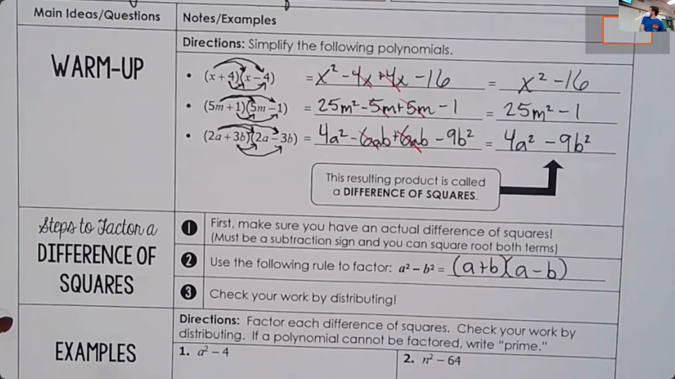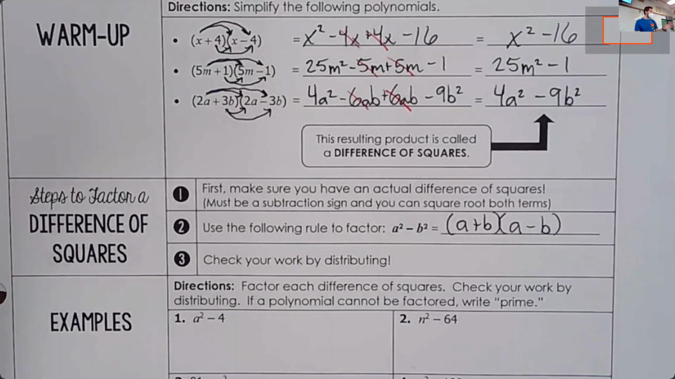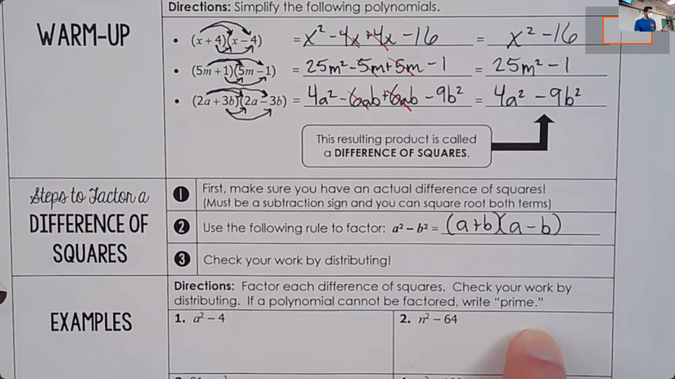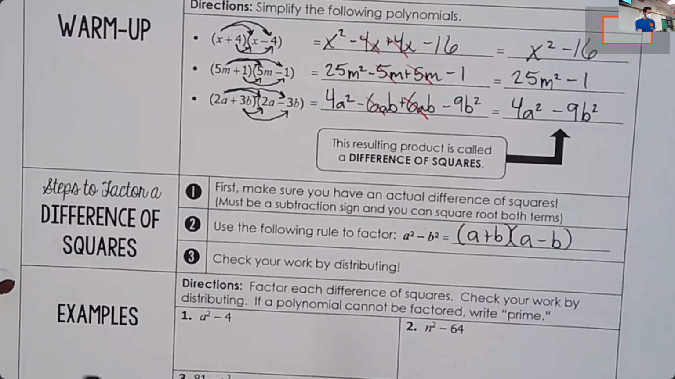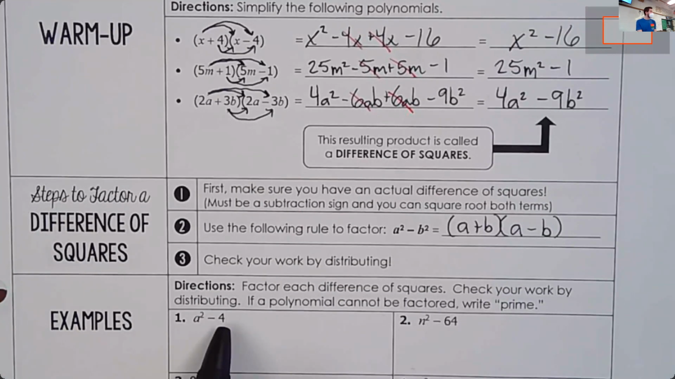Factor each difference of squares. Check your work by distributing. If a polynomial cannot be factored, just like yesterday, if it can't be factored at all, you have to write prime. So on problem number 1, all we're doing is looking for something that multiplies by itself to equal a squared and something that multiplies by itself to equal 4.